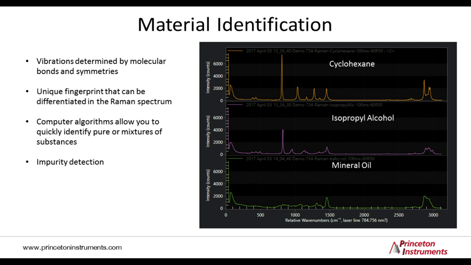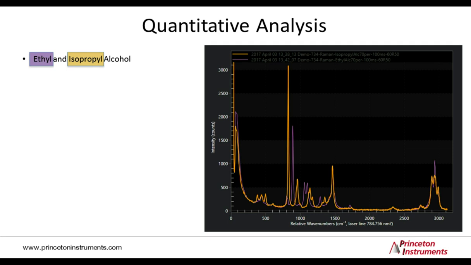You see a wide range of instruments used for these tasks. They are more or less complex depending on the level of sensitivity that will be required. Beyond material identification, Raman scattering is also an effective tool in doing quantitative analysis on materials, for example, to determine the mixture ratio of two substances.